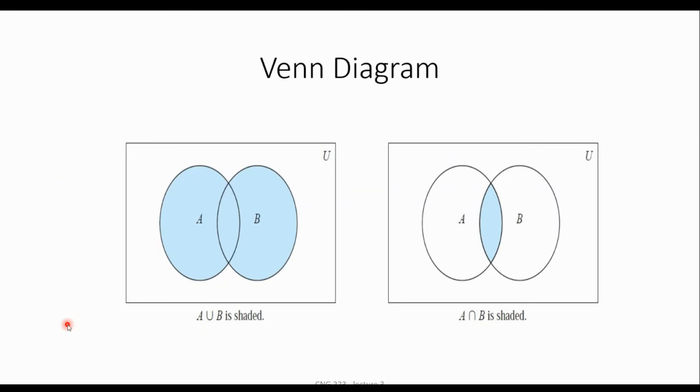By looking at the Venn diagram, it's easy to recognize them. On the left side, you can see the union of A and B. And here you can see the case that X, for example, should belong to both of the sets at the same time.